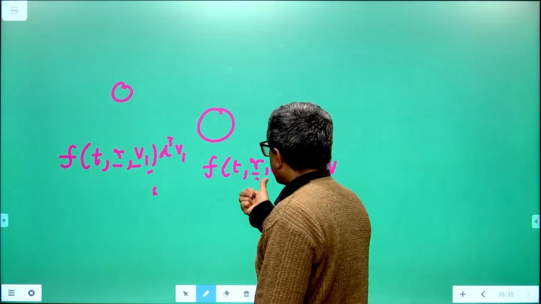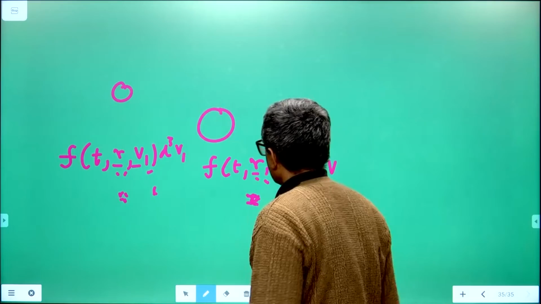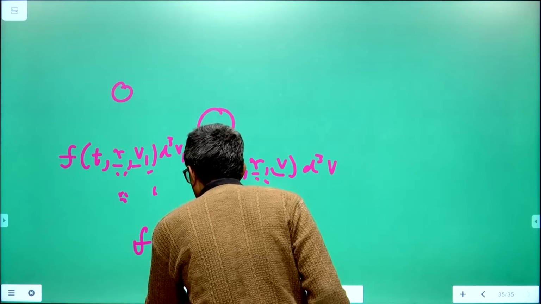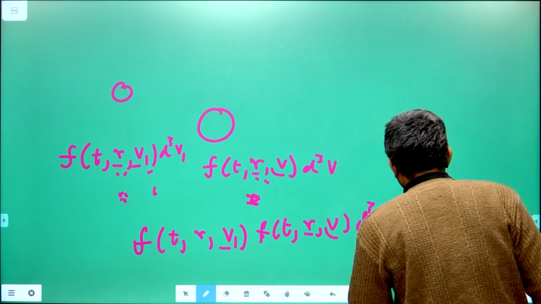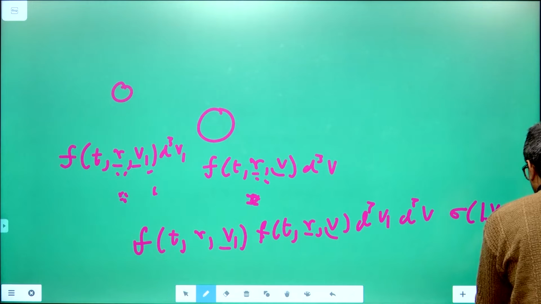Each of the particles in the incident set interacts with each of the particles in the scattering center set, and gets scattered. So the number of interactions which take place is a product of these two numbers, f(t, r, v1) d³v1 multiplied by f(t, r, v) d³v. This is the total number of interactions which take place, and if you multiply this by the differential cross section σ(|v1 − v|, n̂), where the relative velocity is v1 − v, it gets scattered to a direction n̂.